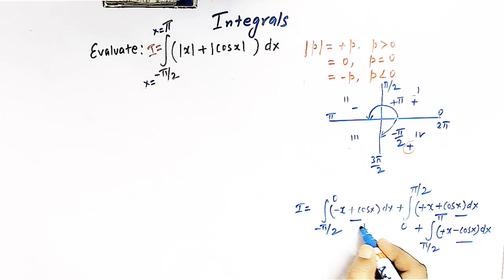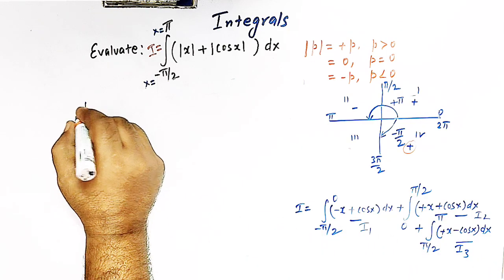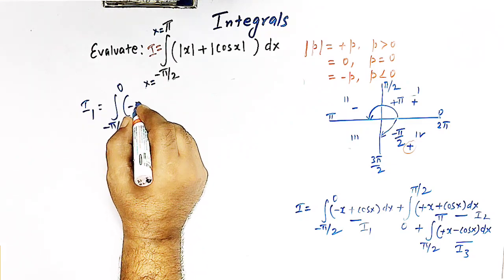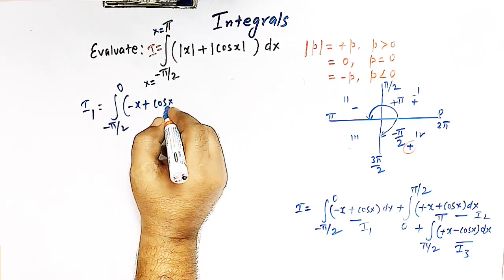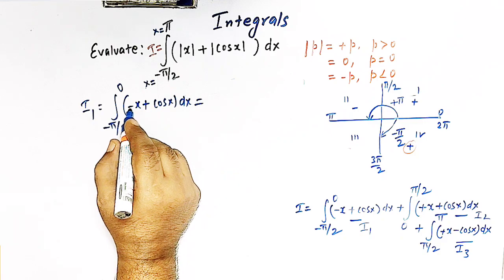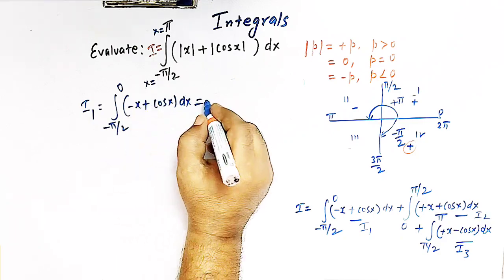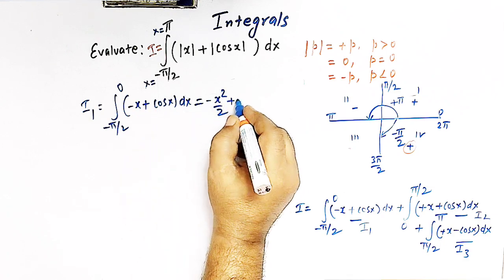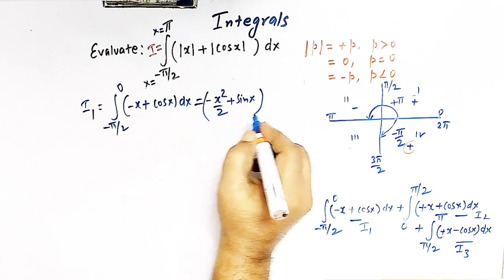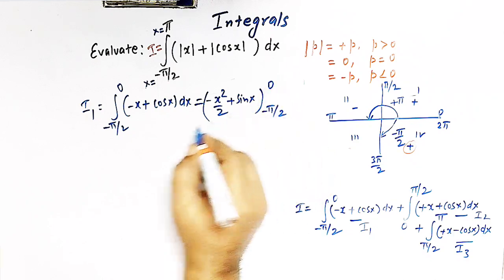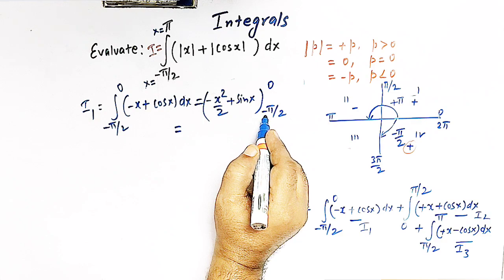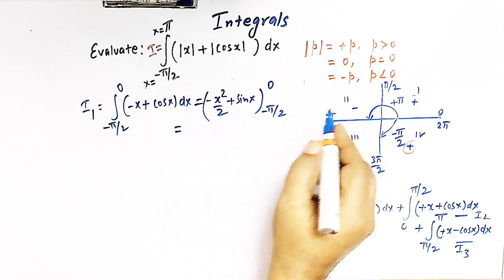So now we have to evaluate these three integrals. Let us call these integrals I1, I2 and I3. So I1 is the integral from minus pi by 2 to 0 of minus x plus cos of x dx. Now the integral of x is x square over 2, and the integral of cosine x is sine x, and the limits are from minus pi by 2 to 0. Now first we'll take x is equal to 0, then we'll take x is equal to minus pi by 2, and then we'll take the difference.